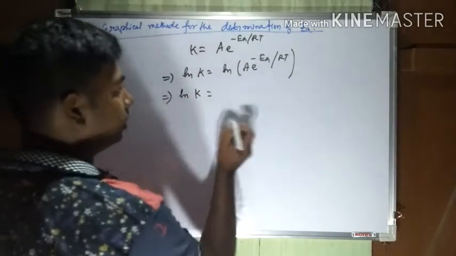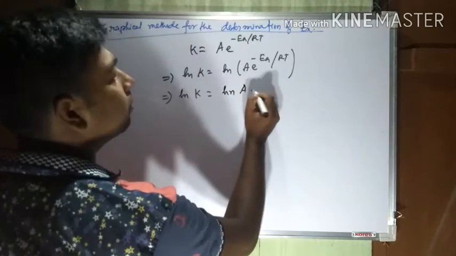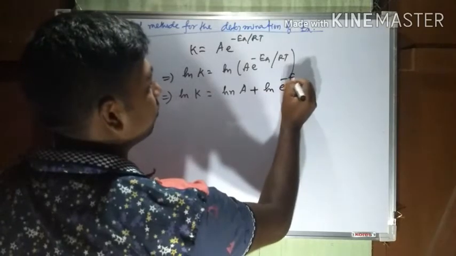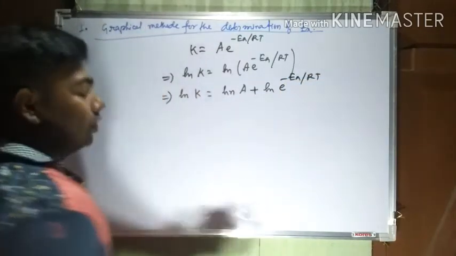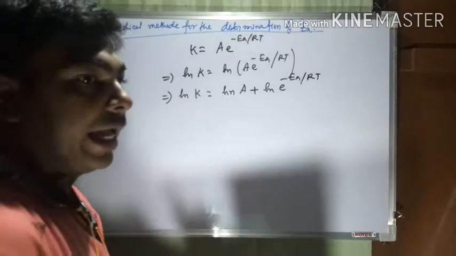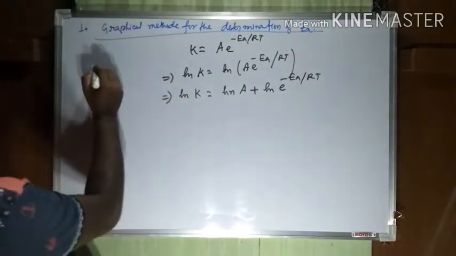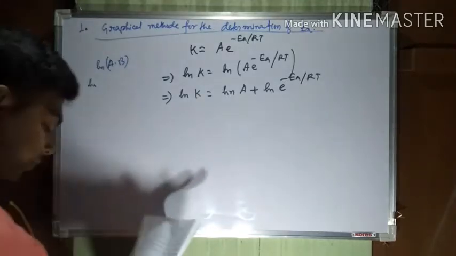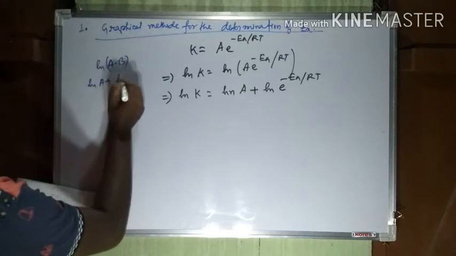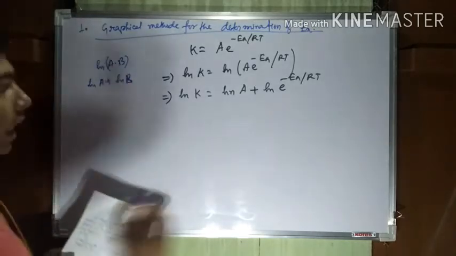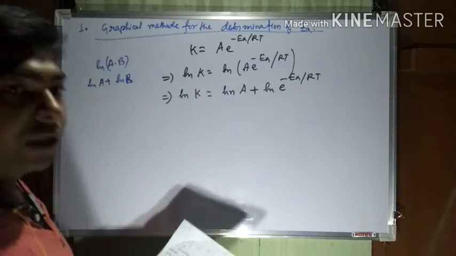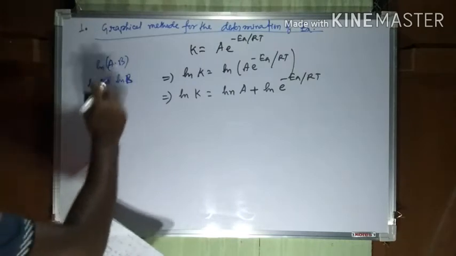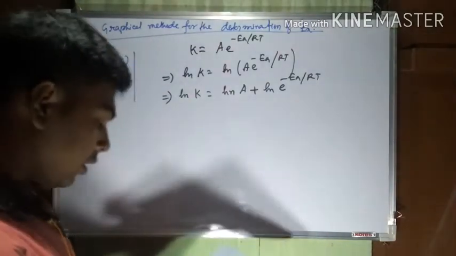If you see, here is the multiplication, no? That means ln A plus what? ln e to the power minus EA by RT. As we know the formula, ln of A into B is ln A plus ln B. Same formula as the log: log of A into B equal to log A plus log B. That's why ln AB equals ln A plus ln B. See the next step.